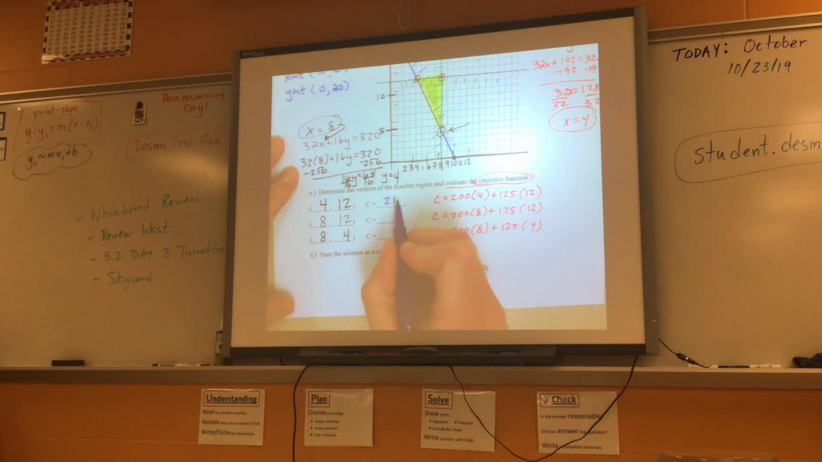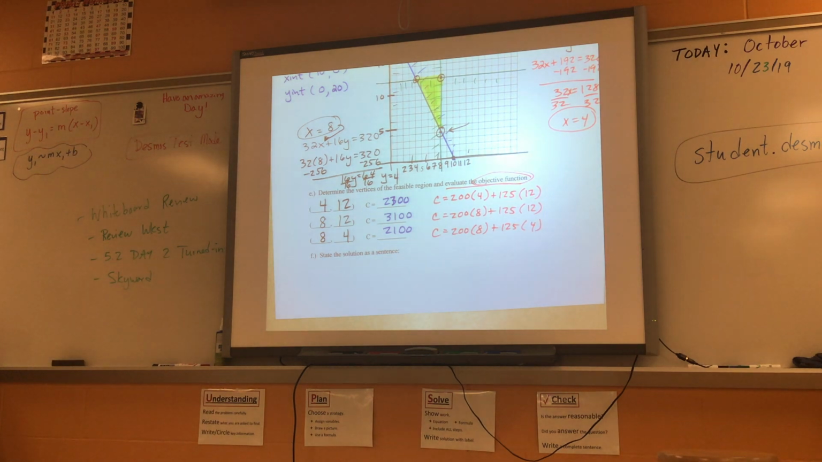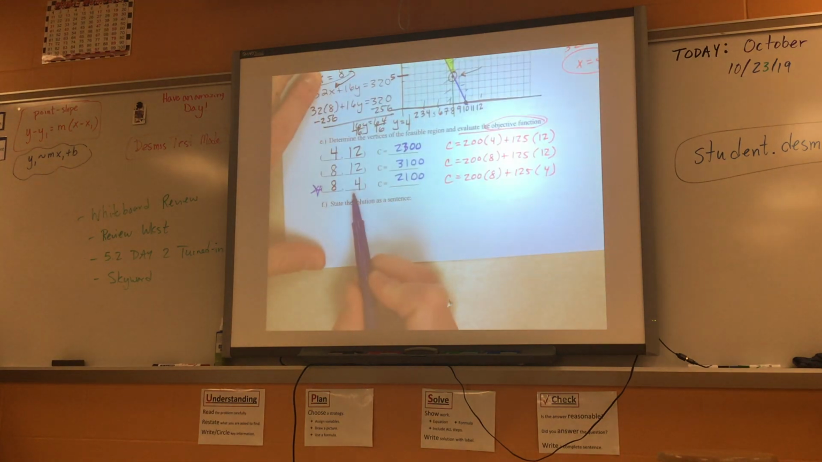So we get 2,300, 3,100, and 2,100. So which one is minimizing things? The one that's the smallest amount of cost would be this one.